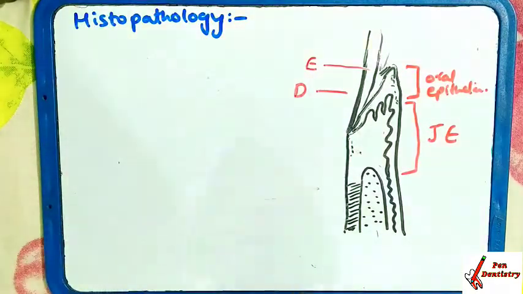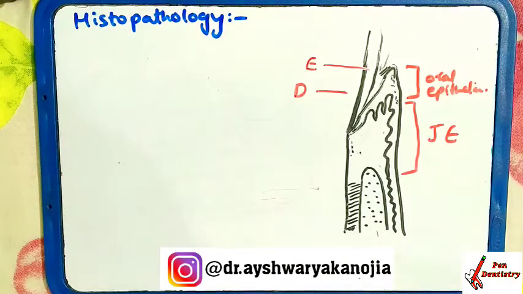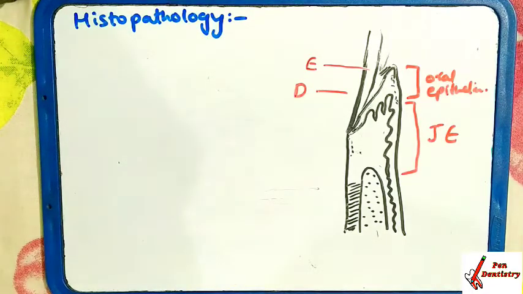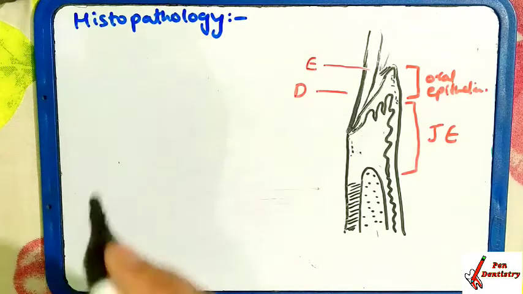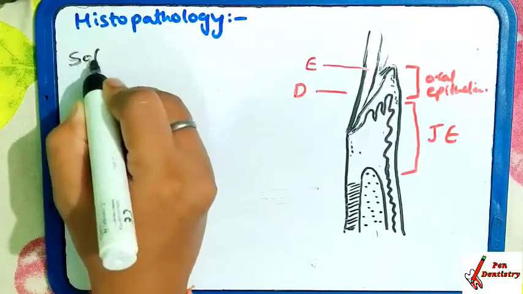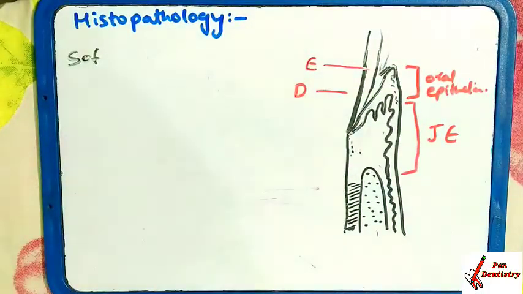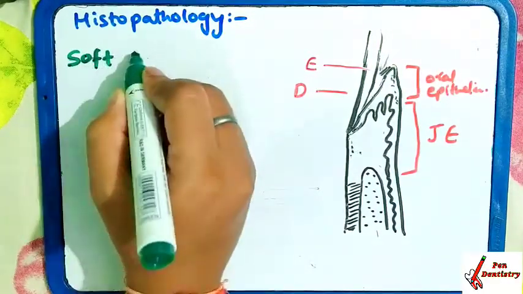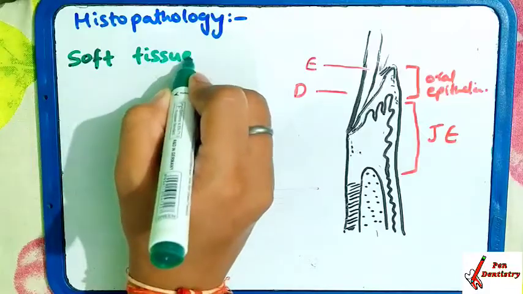Histopathology of the periodontal pockets: first, in the initial stage you are going to see that gingivitis is taking place, but once the pocket is formed, further you are going to see changes in the soft tissue. When you look at the soft tissue, what changes are you going to see?